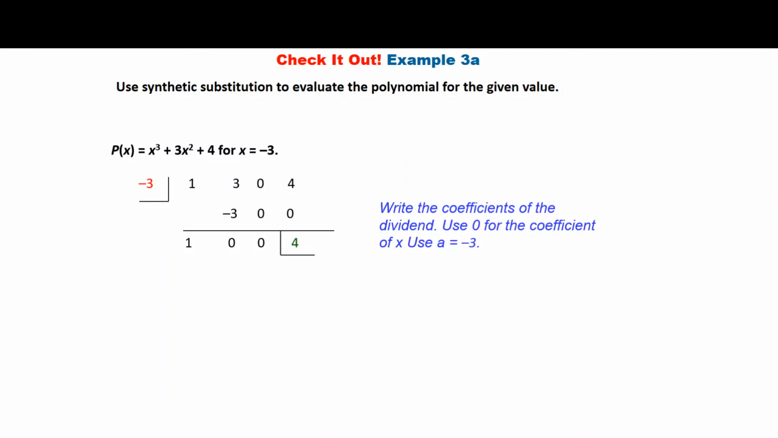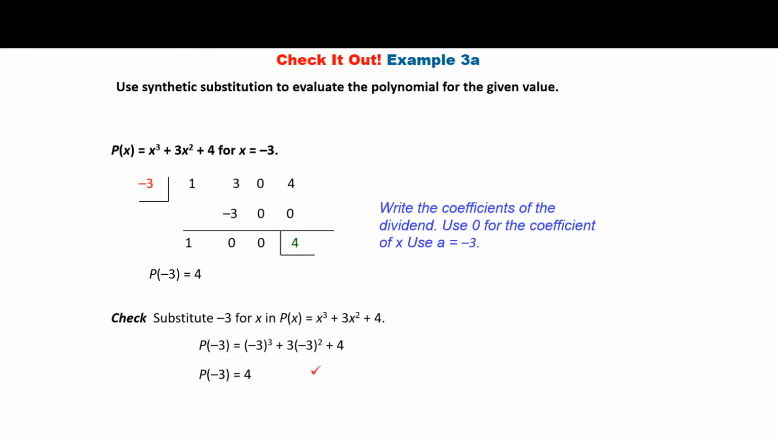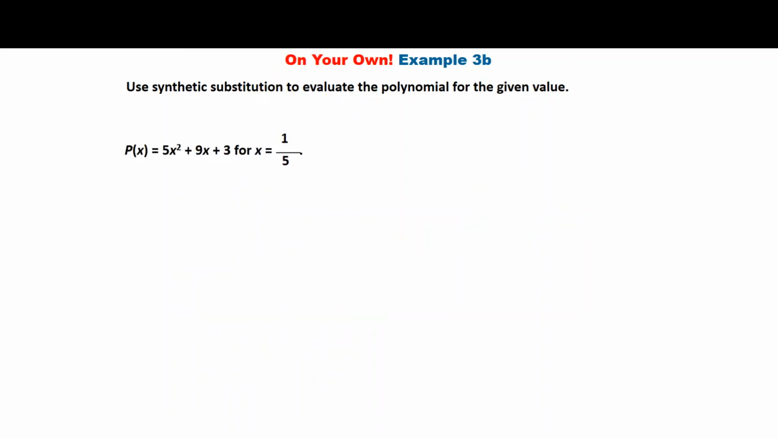So that's our remainder. So amazingly enough, P of -3 is going to equal 4, and we can substitute -3 in place of all of our x's, add it together, and when we do that, it does come out to equal 4. So why don't you give one more try? All right, here's one last problem for you to try on your own. So turn the video off and give it a try.